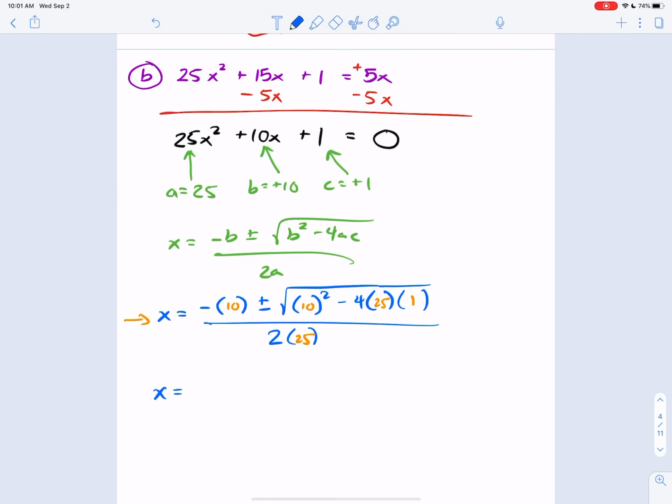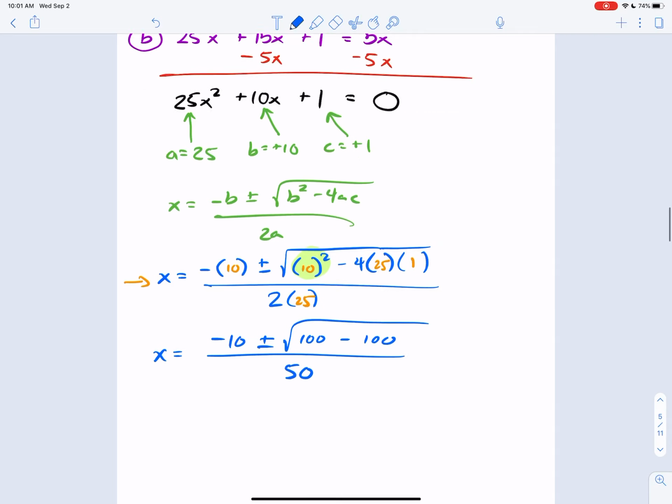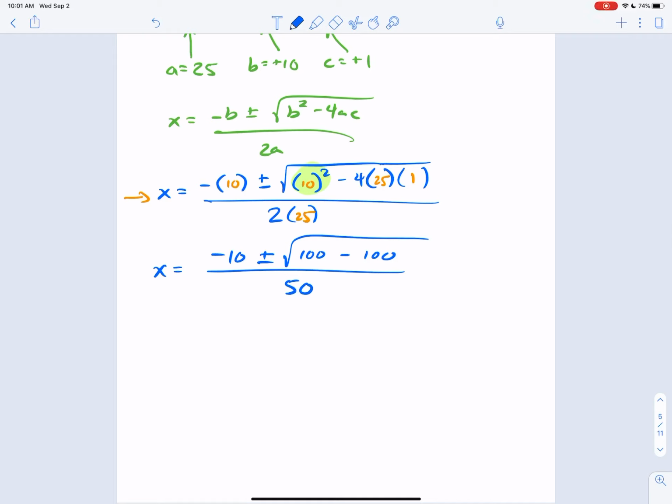X equals, down below, 25 is a quarter. 2 quarters will give you 50. Okay, a negative times 10 is just negative 10. And then there's your square root, okay? So I know that 10 squared is just 100, okay? 4 times 25, so 4 quarters should give you 100, right? 4 times 25 is 100, times 1 is 100 as well. So we have minus 100 there, okay? 100 minus 100 is 0.